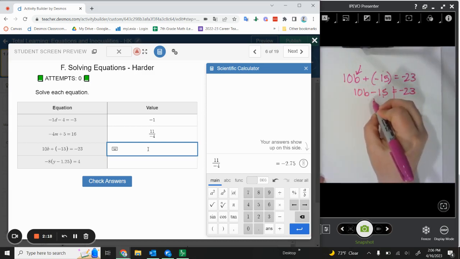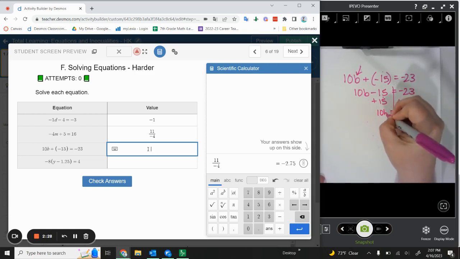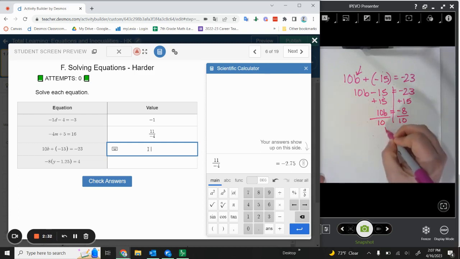To get rid of the -15, we're going to add 15 to both sides. -23 plus 15 is equal to -8, because remember, those are different signs, so I'm subtracting. This now says 10b equals -8. I'm going to divide both sides by 10, and b is equal to -8 over 10, or -0.8 if you divide that.